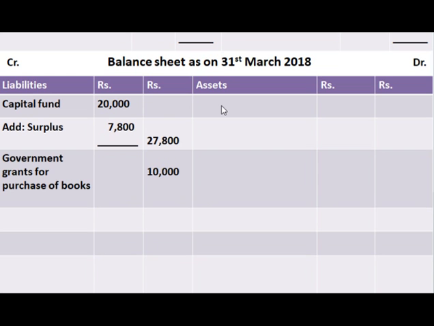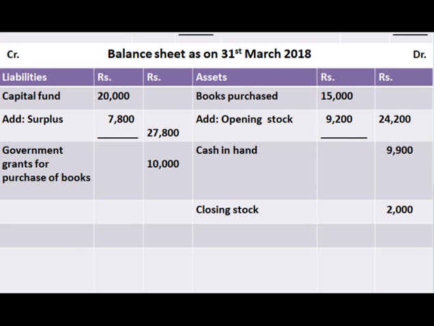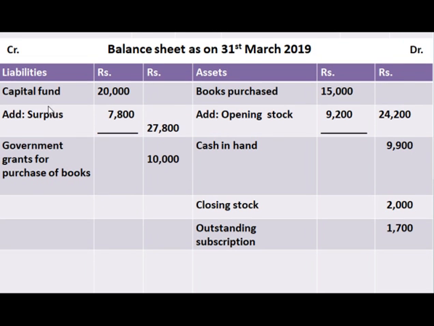Now we have to substitute the amounts for asset side. Particulars which will be included in asset side are books purchases. With the amount of book purchases, we have to add the amount of opening stock of books, which is rupees 9,200. And the next particular is closing balance of cash in hand. And then closing stock of stationery. And the final particular is outstanding subscription. Now, if we balance the liability side and asset side, it will give you the same answer, which is rupees 37,800.